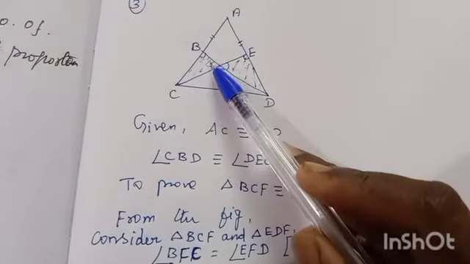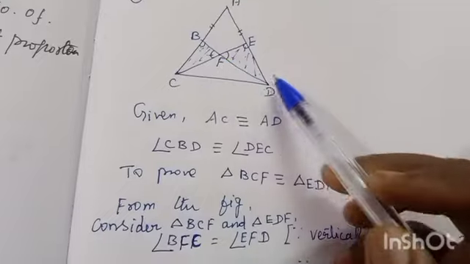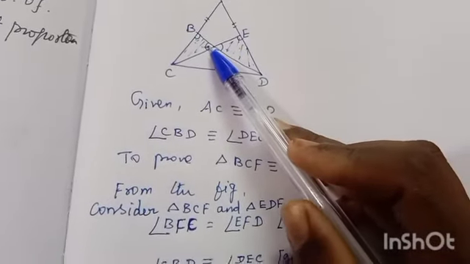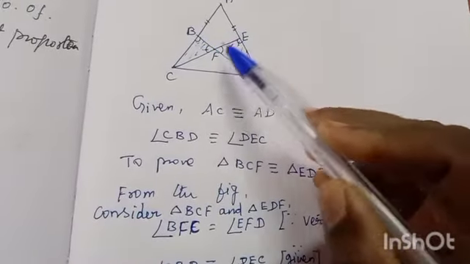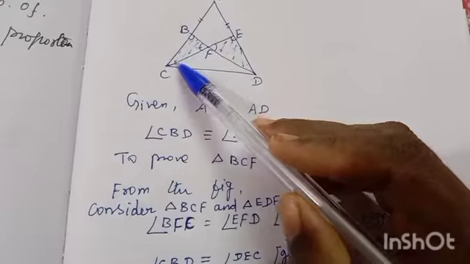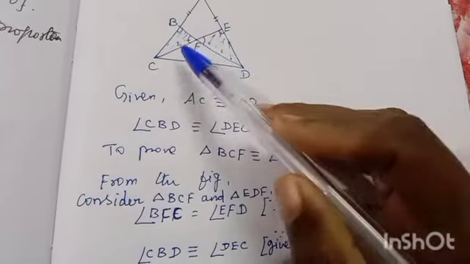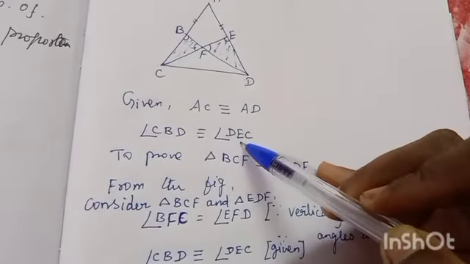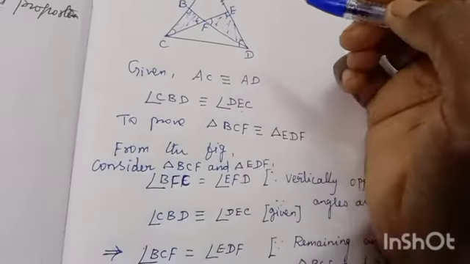Listen, vertically opposite angles. These angles are named BFC and EFD. These two are vertically opposite angles, with the vertex in the middle. So these two angles are equal. So the remaining angles are also equal. That is given in the question itself: angle CBD is congruent to angle DEF. These two are equal, given in the question itself.